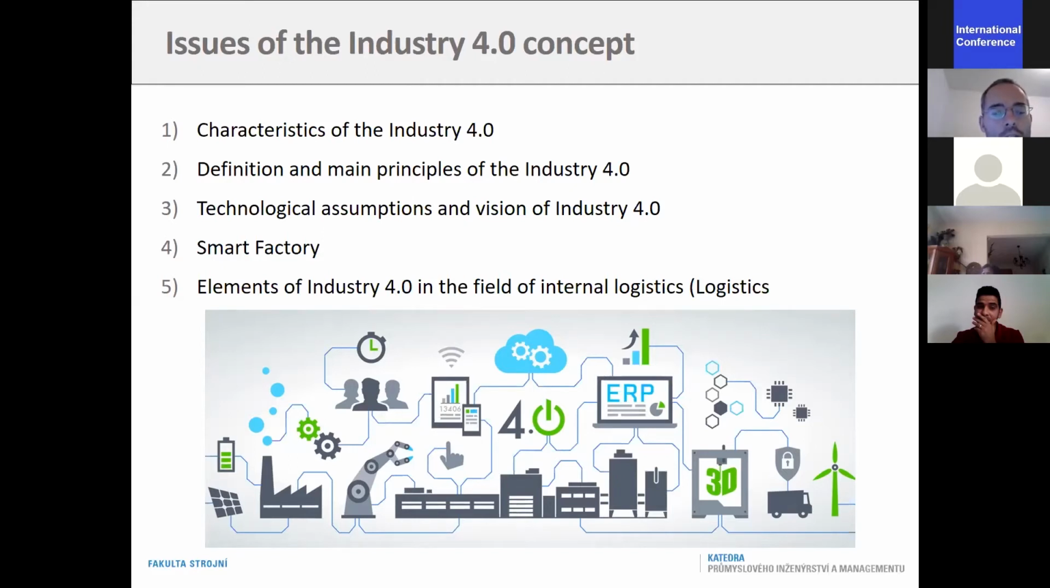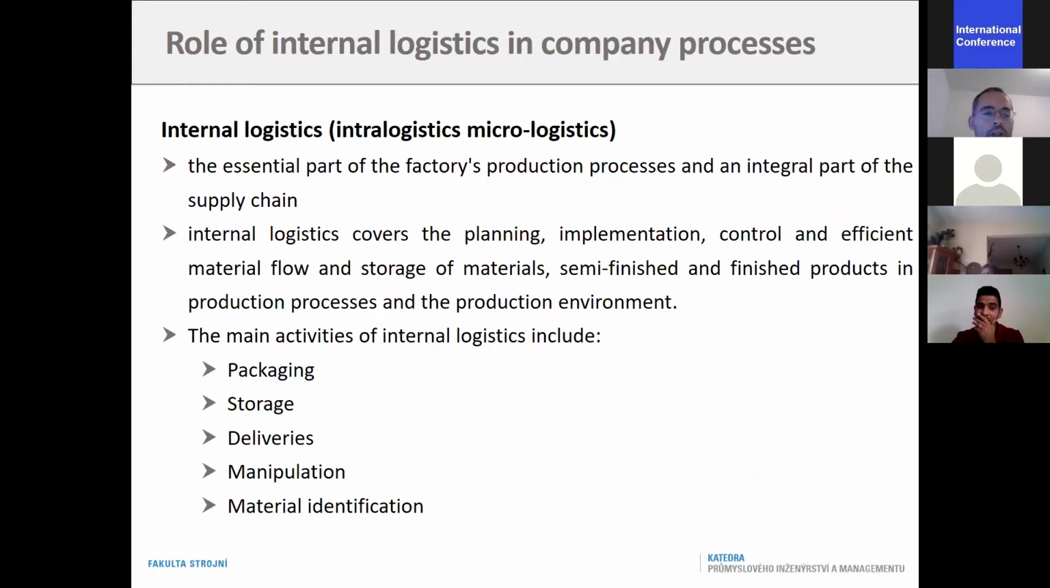Of course, if you are talking about factories, we are dealing with the name smart factory. The smart factory is using elements of Industry 4.0, elements of modern technologies, and all these elements are used here, but we are focusing solely on the field of internal logistics, or let's say Logistic 4.0, as we named it. If you are talking about internal logistics, intralogistics or micrologistics, there are several names for this. We are talking about planning, implementation, control, material flow, storage of materials, finished or semi-finished products, production processes, and of course, we are not talking only intra-company, but we are dealing with some environment.